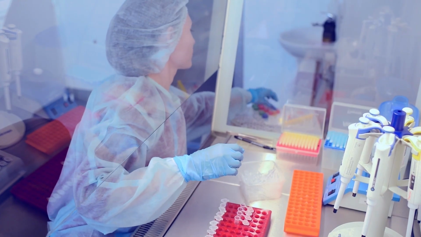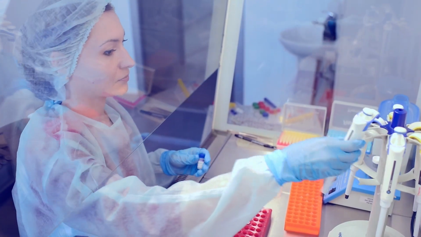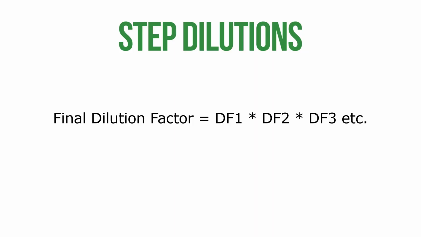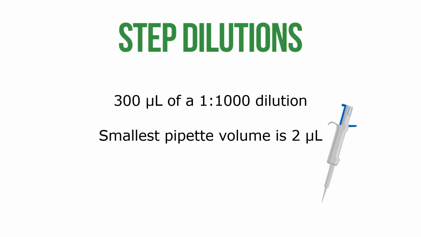If the final dilution factor is too large or the volume is too small to pipette, use step dilutions. Use the formula dilution factor equals dilution factor 1 times dilution factor 2 times dilution factor 3, and so forth. Let's run through an example.